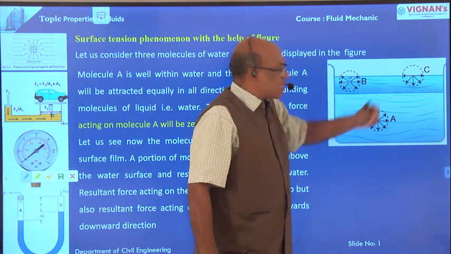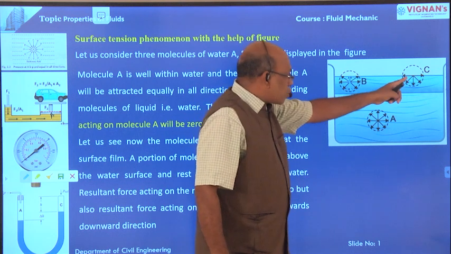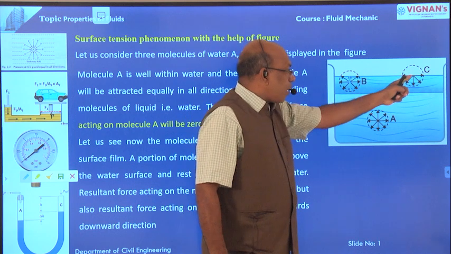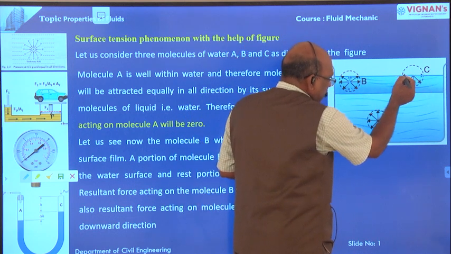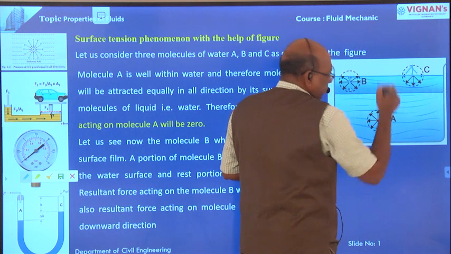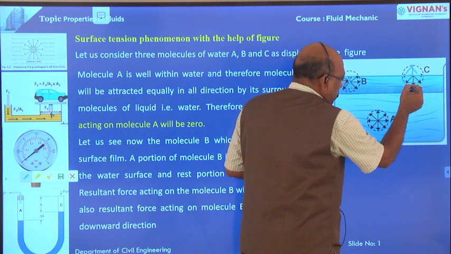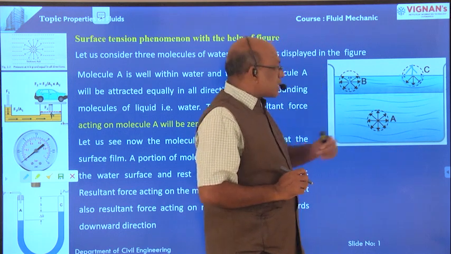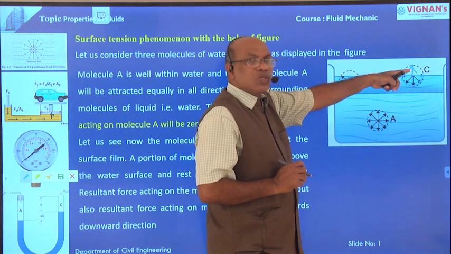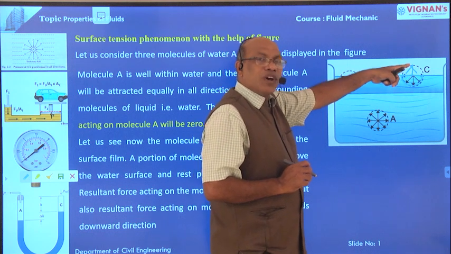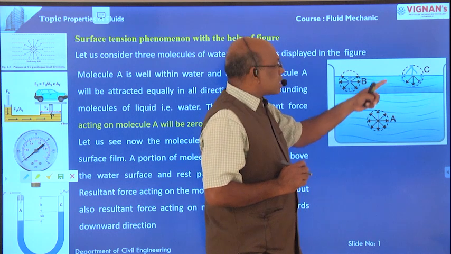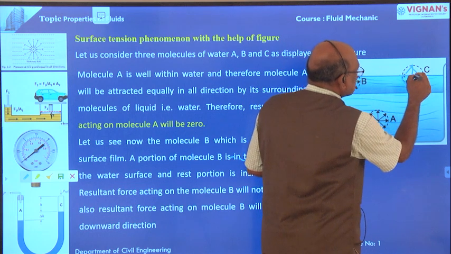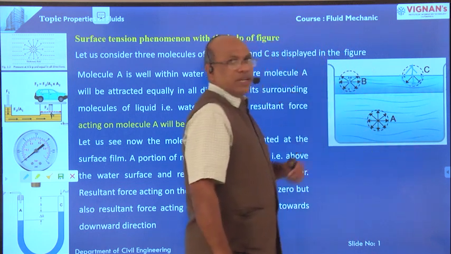Now, molecule C is also located at the free surface of the liquid. 50% of molecule C is in the air, and 50% of molecule C is within the water. Therefore, the forces acting on molecule C are also not equal in all directions. This is an unbalanced force. Therefore, the resultant force on molecule C is in the vertically downward direction.